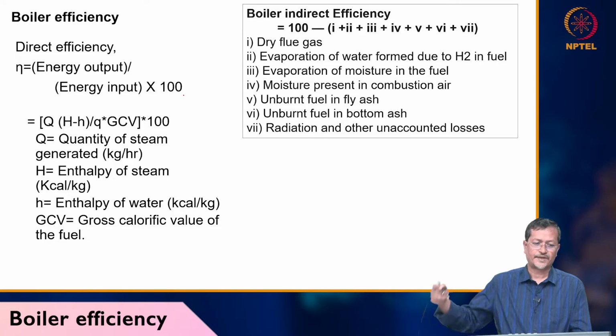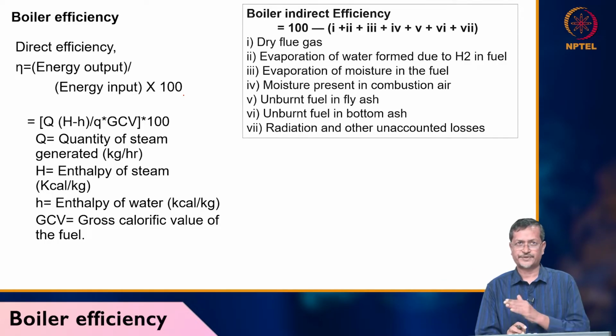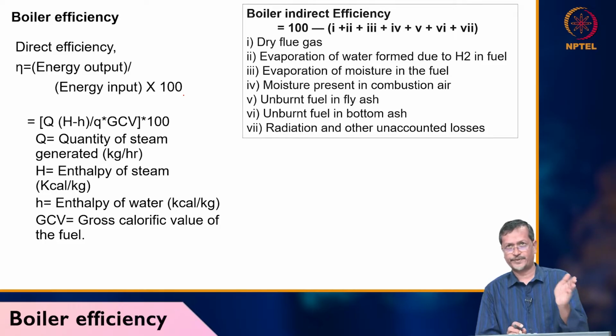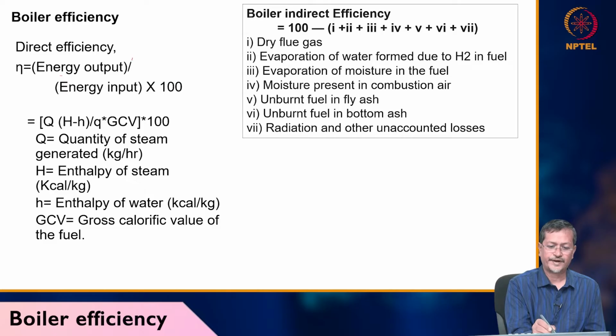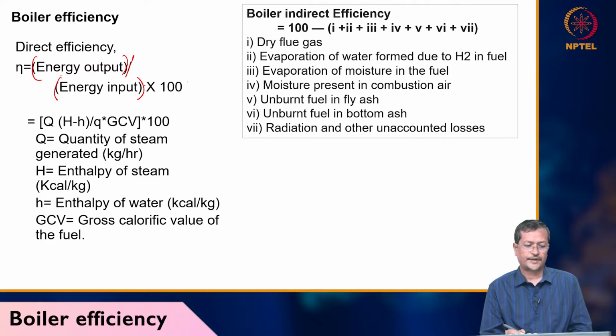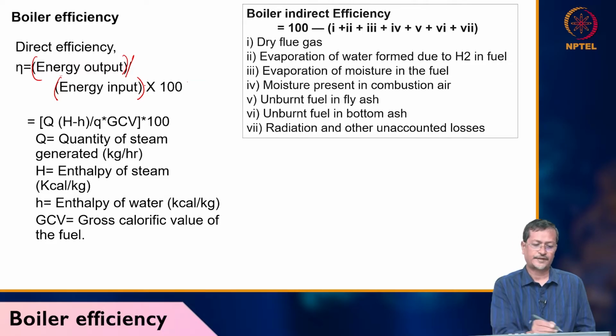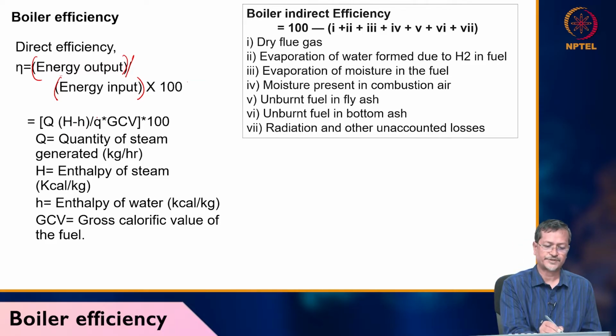Boiler efficiency. A boiler normally has two types of efficiency: one is direct efficiency, another is indirect efficiency. Direct efficiency calculation is energy output divided by energy input. In formula, if I write Q equals (H minus h) divided by Q into GCV into 100.